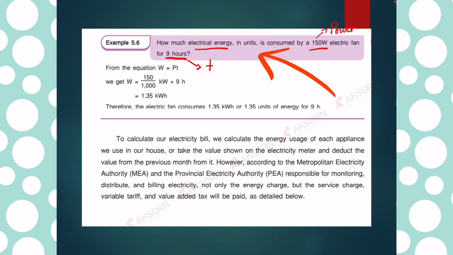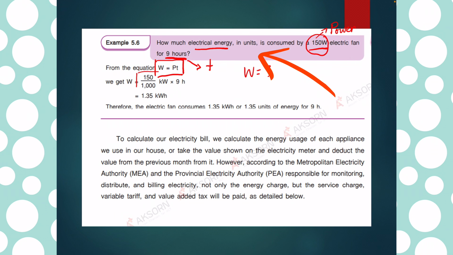So how do we get electrical energy, or the W? Going back to our formula, W is equal to P times T, power times time. But first, take note that W is in kilowatt hour unit. So W must be in kilowatt hour. So let us first convert this watt unit into a kilowatt. So what should you do?